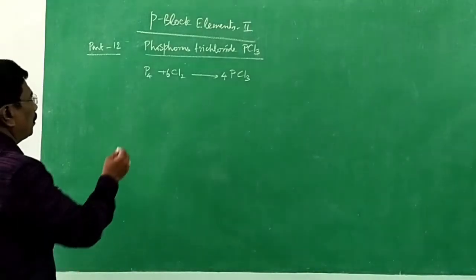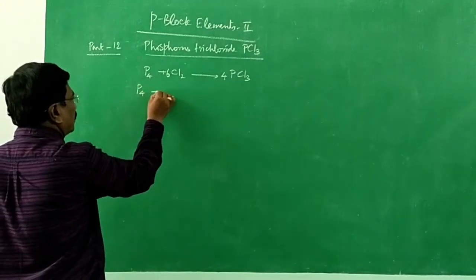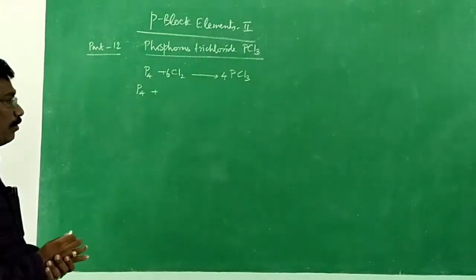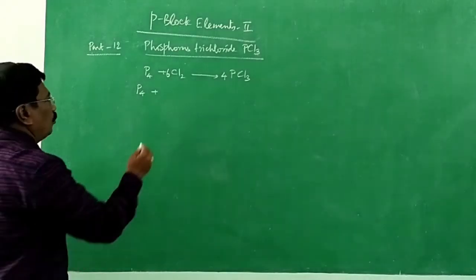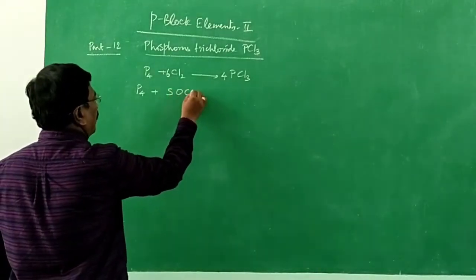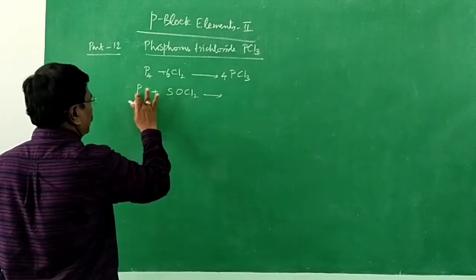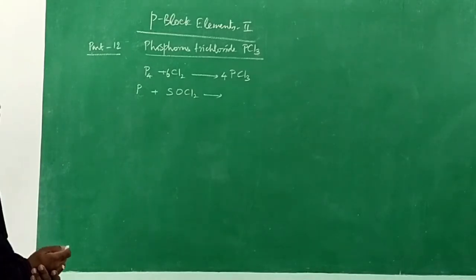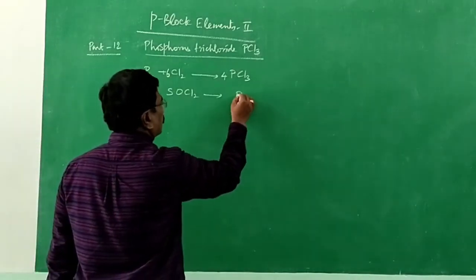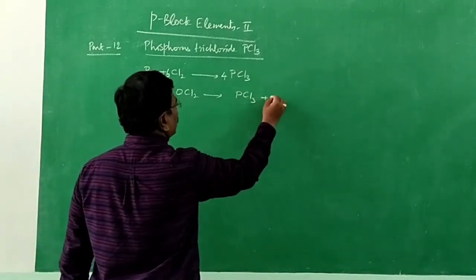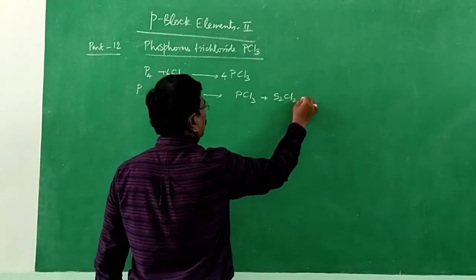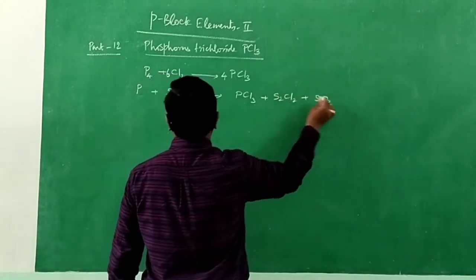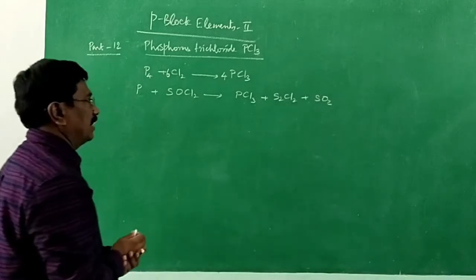It can also be prepared by the reaction of phosphorus with thionyl chloride, SOCl2. When phosphorus is made to react with thionyl chloride, let me write P first to start with, before balancing. Actually, it exists as P4. When phosphorus is made to react with thionyl chloride, it forms phosphorus trichloride, sulfur monochloride, S2Cl2, and oxygen will go in the form of sulfur dioxide.